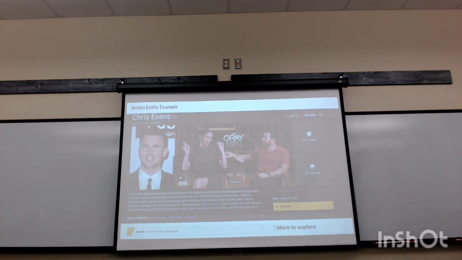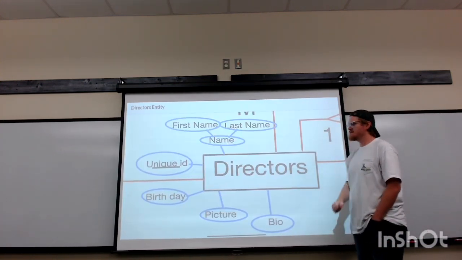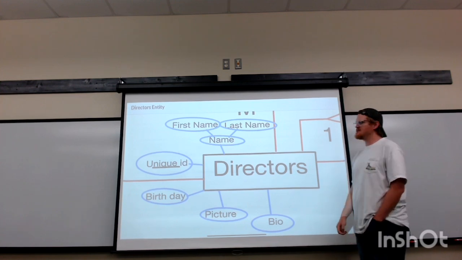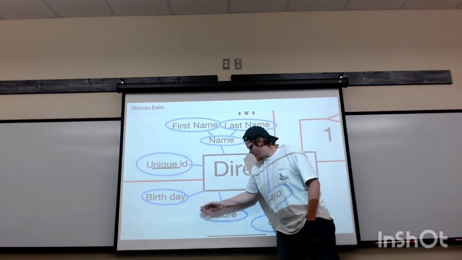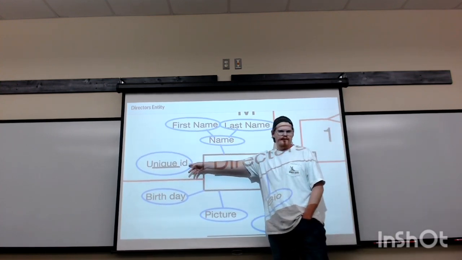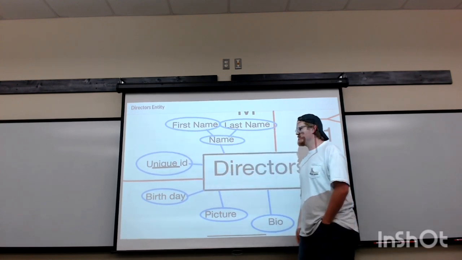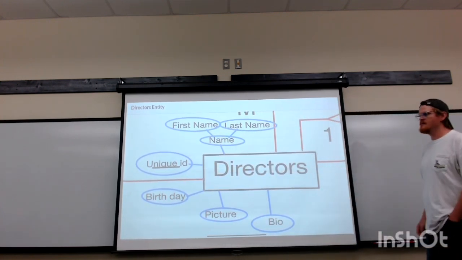The next entity I wanted to talk about is our director's entity. This is very similar to our actor's entity. It has a name, composed of first and last name, birthday, a picture, a bio, and also, again, a unique ID. That way we can find the specific person. That's our key attribute there.